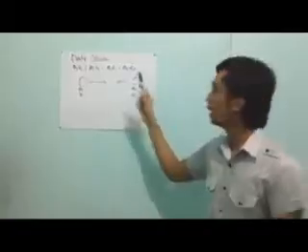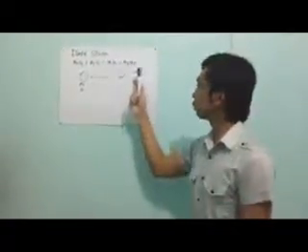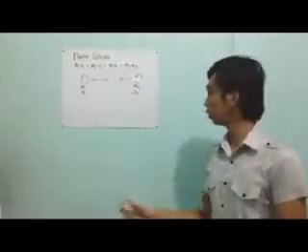Now the product of this is the momentum of the first ball and this is the momentum of the second ball. The sum of their momentum should be equal to the sum of the momentum after the collision.